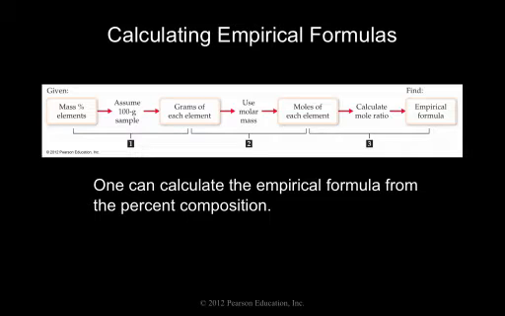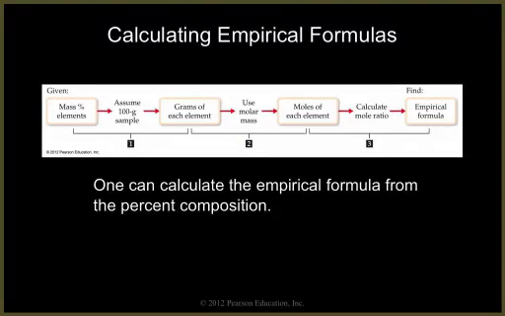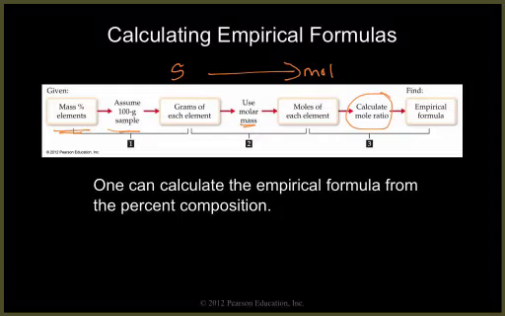Then if we follow along this little path here, and this is just an overview of how this is set up, here's our first step. We're either given the mass or the grams. If we're given the mass percent, we assume 100 grams. Then we go from grams to moles. This step here is grams to moles using the molar mass. And then from the moles, you're going to look for the lowest whole number ratio. So we're calculating the mole ratio, and that's what gives us the empirical formula.